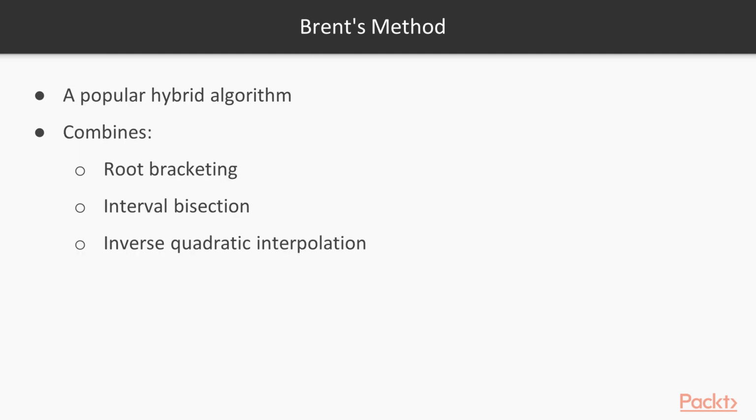Brent's method is a popular hybrid algorithm combining root bracketing, interval bisection, and inverse quadratic interpolation. It is a default method that works in many cases. That's all for now.